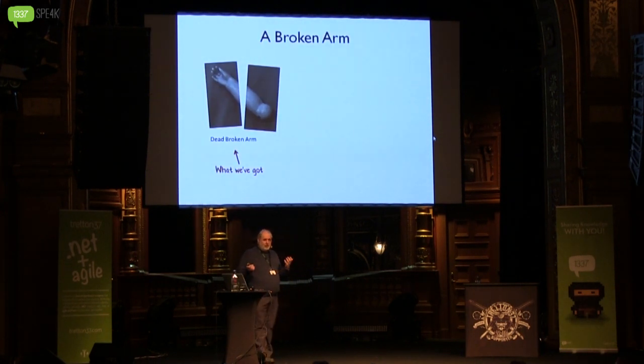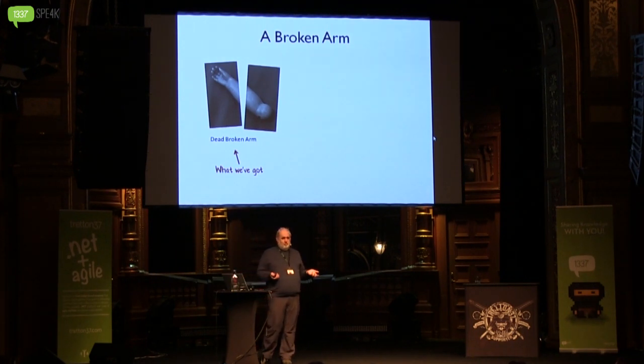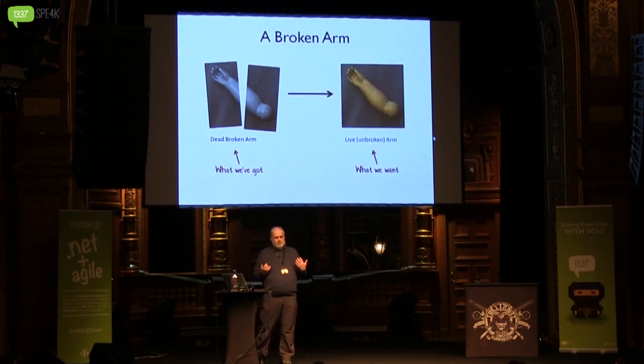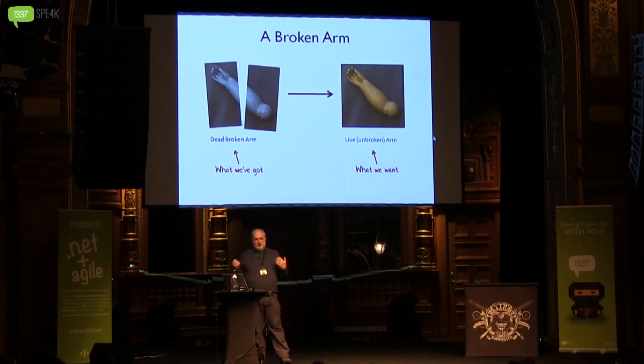So here, Dr. Frankenfurter wanted to have an arm, but it turned out that all he had was a broken arm, all right? So he had a dead, broken arm, and he wanted to make a live, healed arm. And how could he do that? So that was his next challenge.